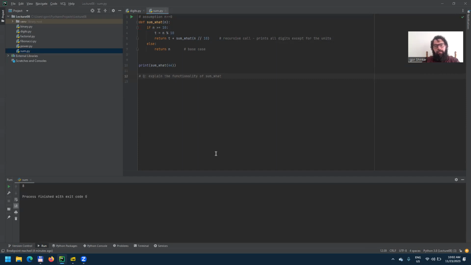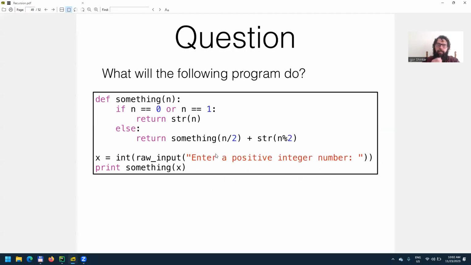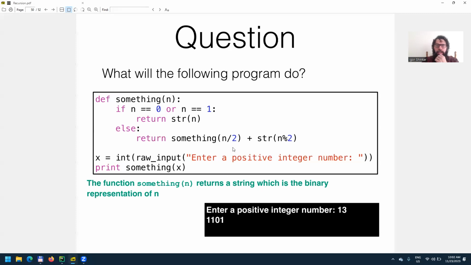That's a nice exercise. Okay, let's try to do this example. So here's what we do in this example. In this example, we write numbers in binary.